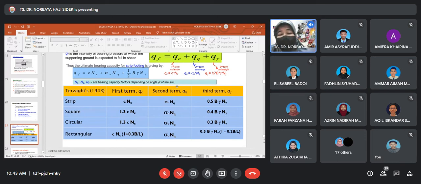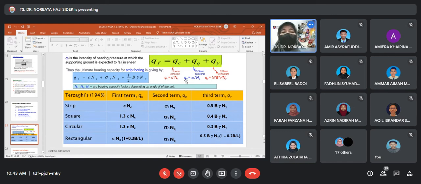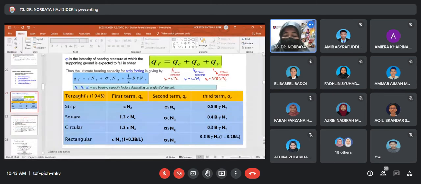So macam mana nak dapat angle phi of the soil tu? Based on the soil parameter. Okay, based on the soil parameter. So here okay, ini yang dimaksudkan dengan first term, okay, for the cohesion, second term for the surcharge, okay, because the Q, and third term for the unit weight of the soil. So, means that untuk mendapatkan a bearing capacity ataupun bearing pressure of the soil, kita kena consider adanya cohesion kat situ, adanya surcharge kat situ, dan adanya unit weight dekat situ. Jelas tak kelas? Jelas?